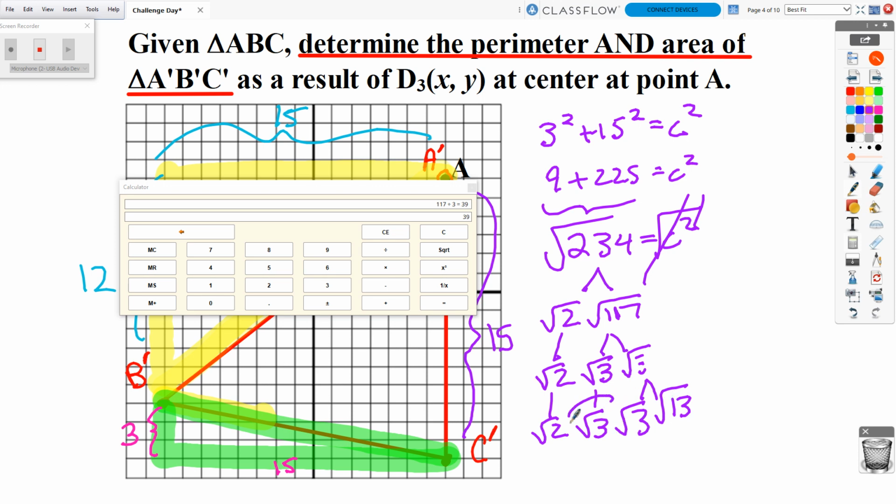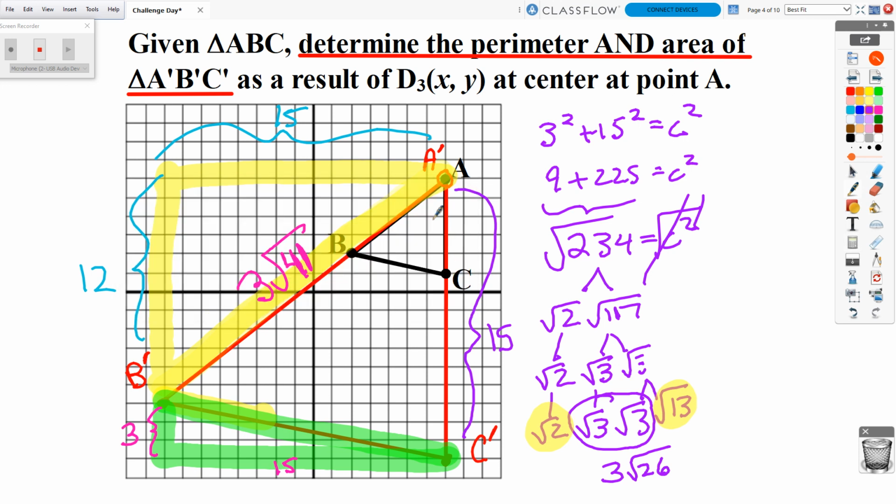All right, so we've got a pair of root 3's. That's going to turn into a square root of 9, which turns into a 3. And then I have a couple leftover square roots, a root 2 and a root 13, which means I just multiply them back together into a singular square root. So 2 times 13 is 26. So in the end, the length of segment B prime C prime is 3 root 26 exactly.